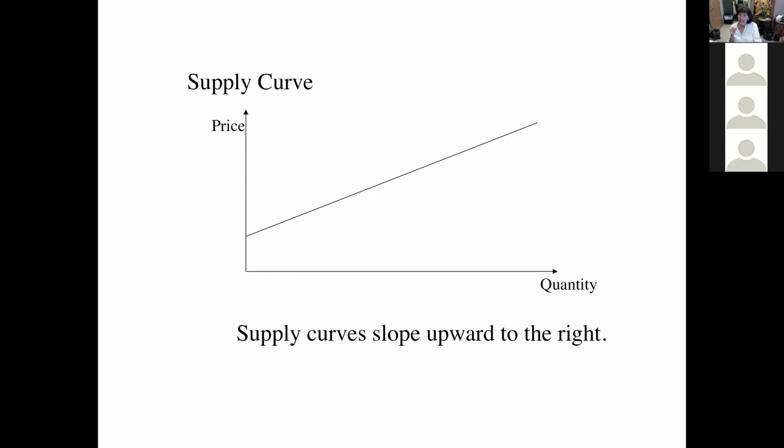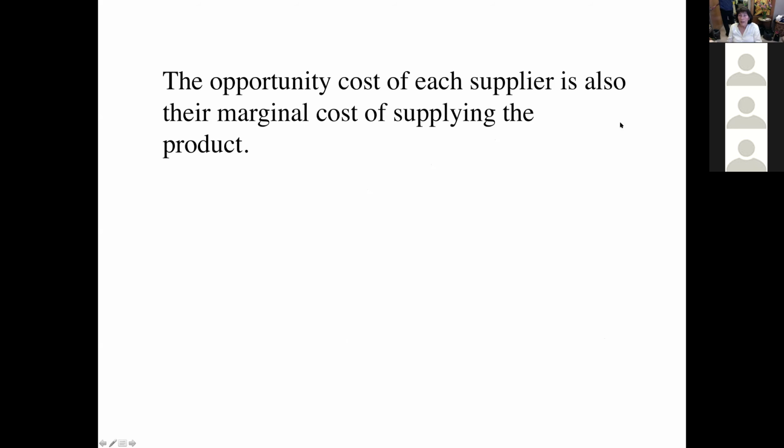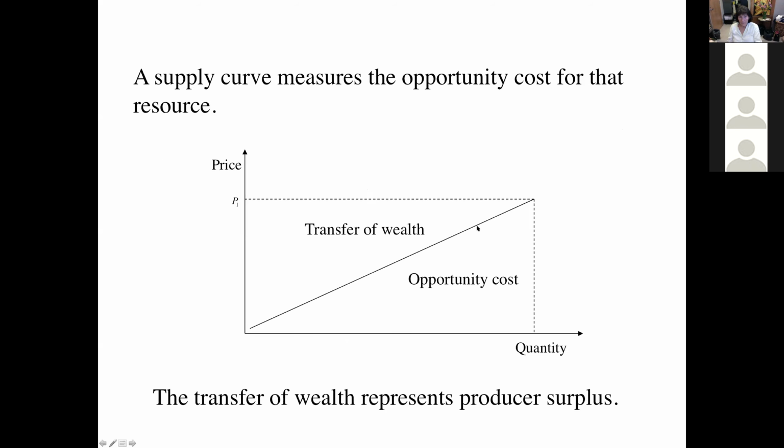So the higher the price, the more we're willing to provide. Right? So you are willing to provide more if you can sell it for a higher price. I think we all get that. Sounds reasonable. Now, I didn't say anything about your costs going up. I just simply say the higher the price, the more you're willing to supply. So the opportunity cost of each supplier is represented by this supply curve.